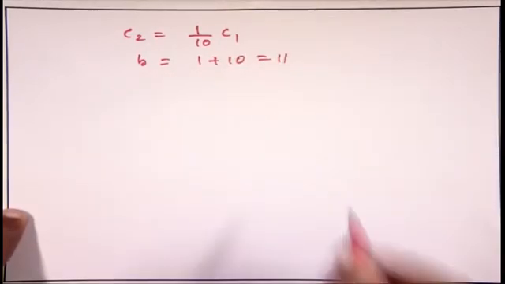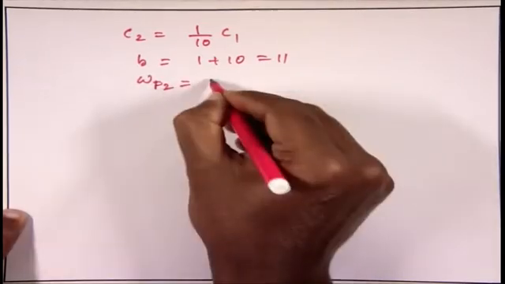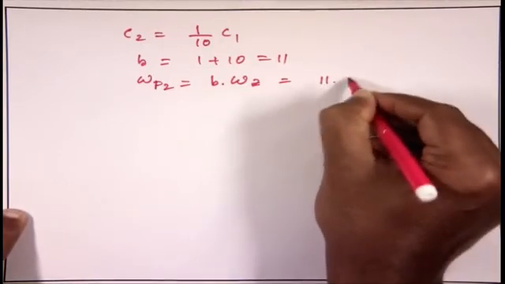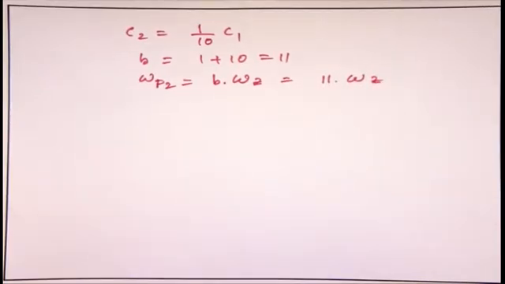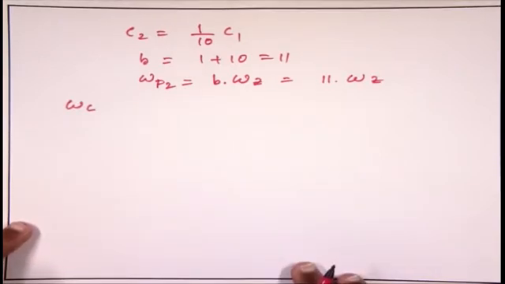Again, it means omega p2 is equal to B into omega z, so let us assume it is 11 into omega z. So I got some factors. Now let us start on our omega c. What should my omega c be? Omega c is what?